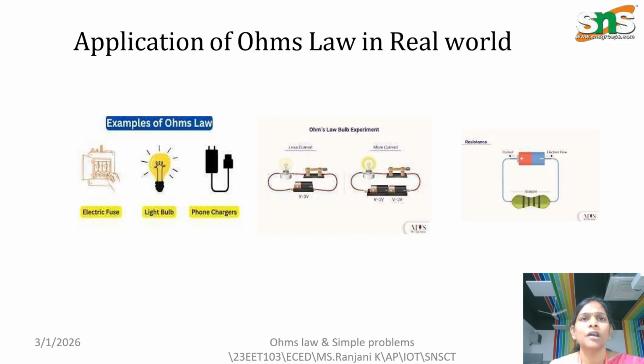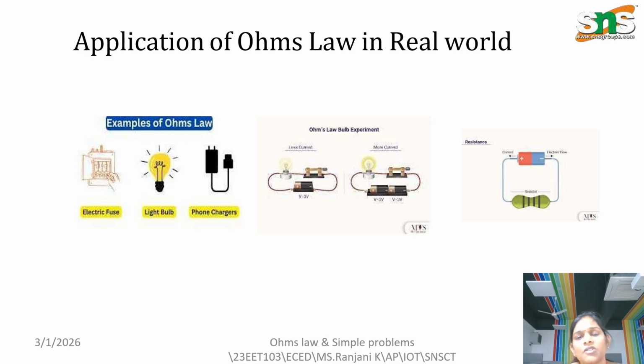For example, a resistor of 5 ohm is connected to a 10 volt battery. How will you find the current? Current I equals V by R. You know that R is 5 and the voltage is 10. So what is the value of the current? It is 2 amperes. Based on that, you can easily calculate.